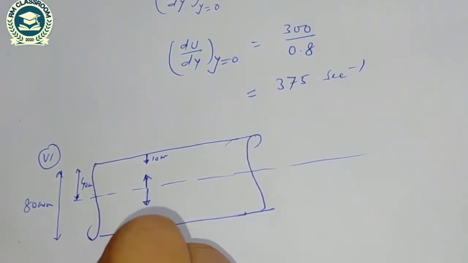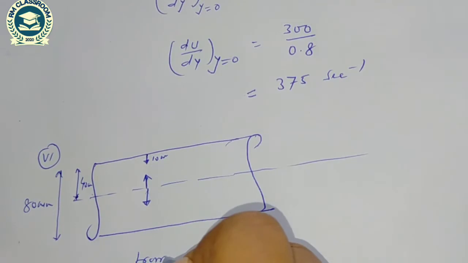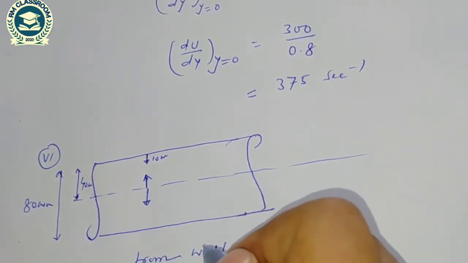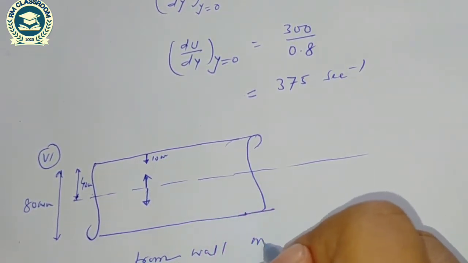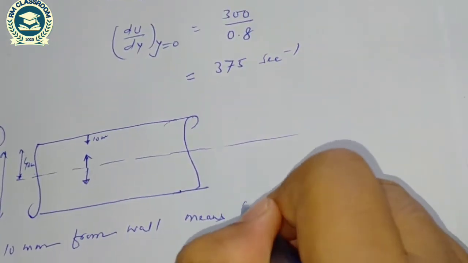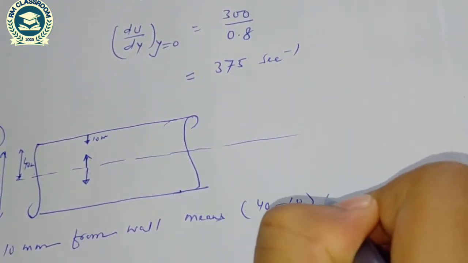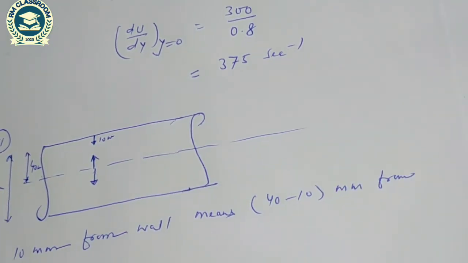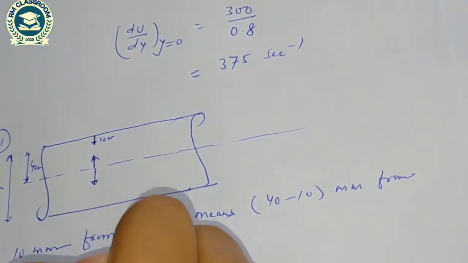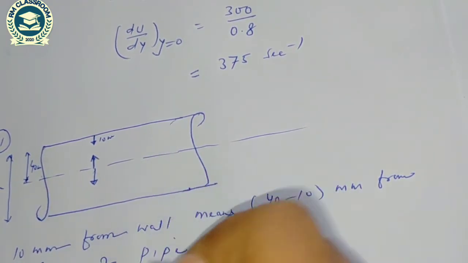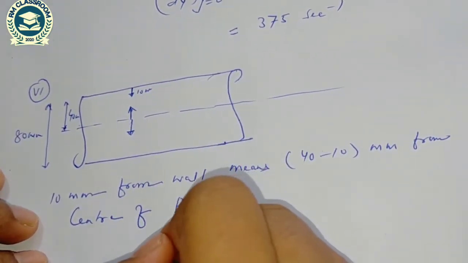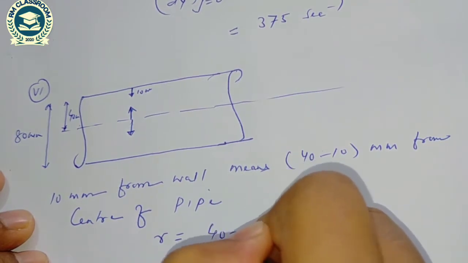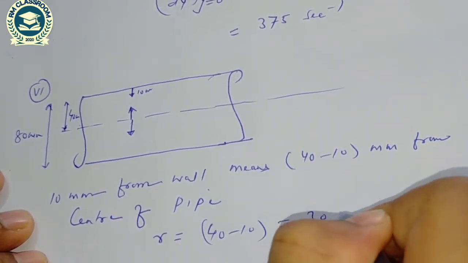So 10 mm from wall means 40 minus 10 mm from center of pipe. Or we can see that in the derivation we have taken small r is equal to 40 minus 10, that is 30 mm. Then we can compute the velocity and shear stress.